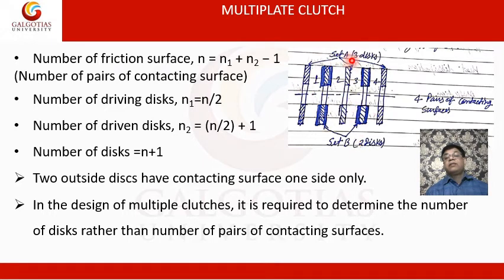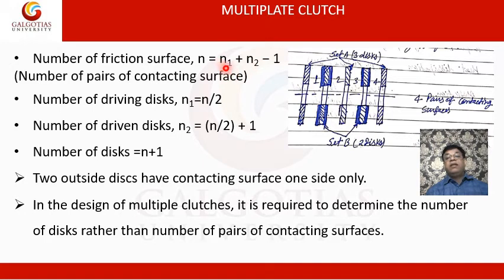Then set A consists of 3 discs and set B consists of 2 discs. Then 1, 2, 3, 4 are the contact surfaces, pairs of contact surface: 1 pair, 2 pair, 3 and 4. So the number of friction surfaces, or number of pairs of contacting surfaces, in a multi-plate clutch can be determined using this empirical formula, n1 plus n2 minus 1.